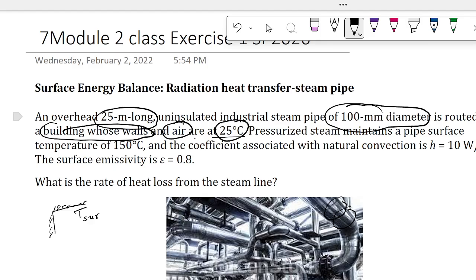Okay. Anytime you see an h value given in the question, what does it mean? The convection. You have to account for the convection. You know that, right? So convection and radiation are both there.